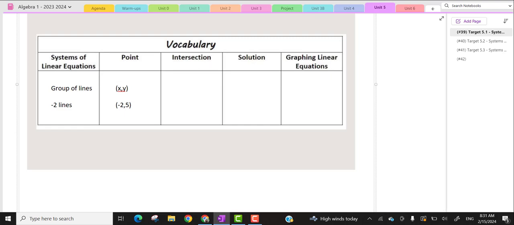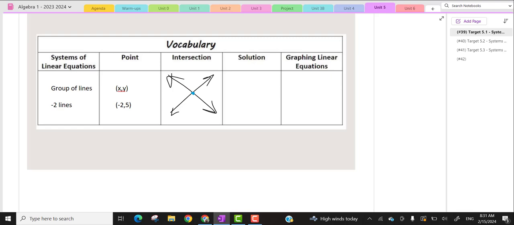All right, intersection is when you have two lines that cross. Okay, so the intersection is here in the middle. Right there. So la intersección es donde dos líneas están cruzando.